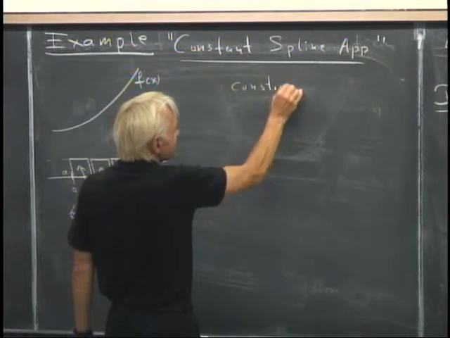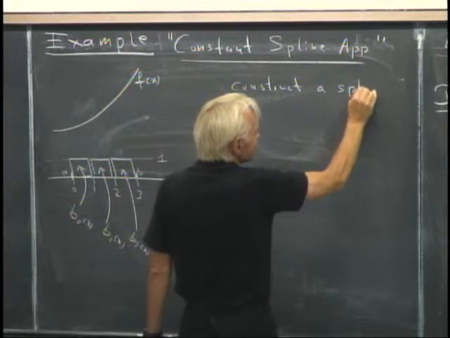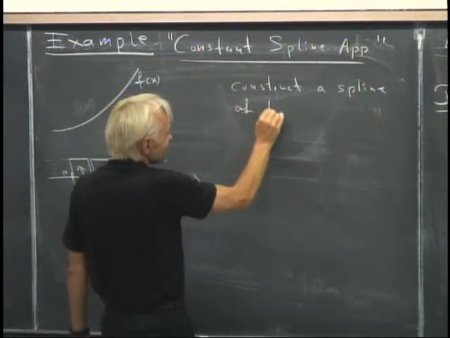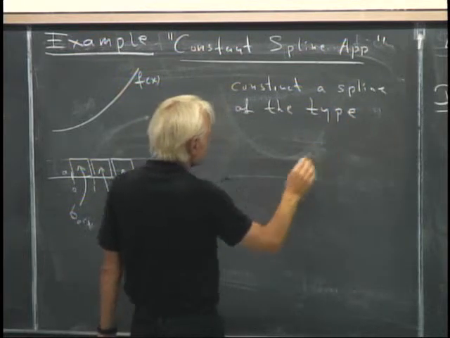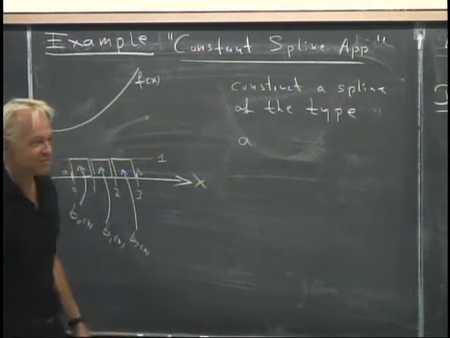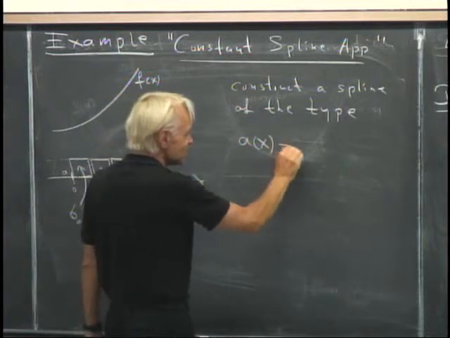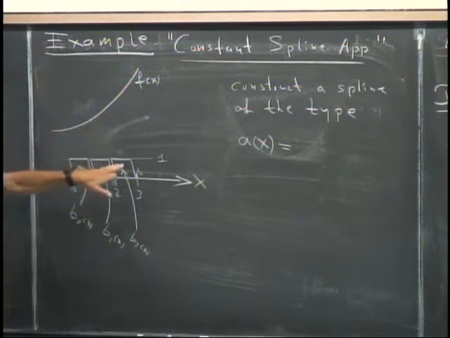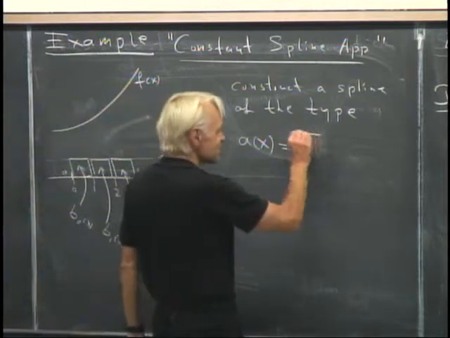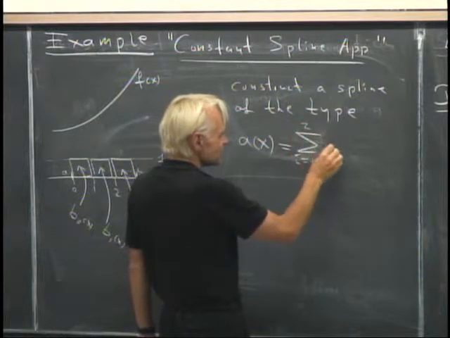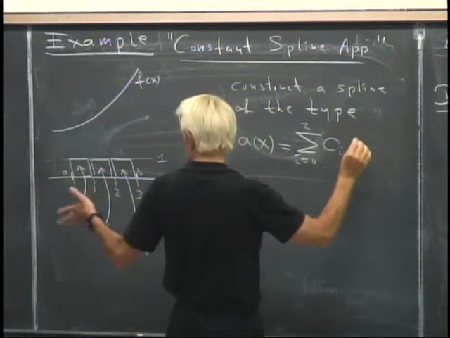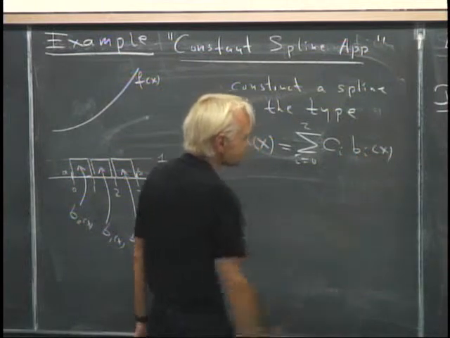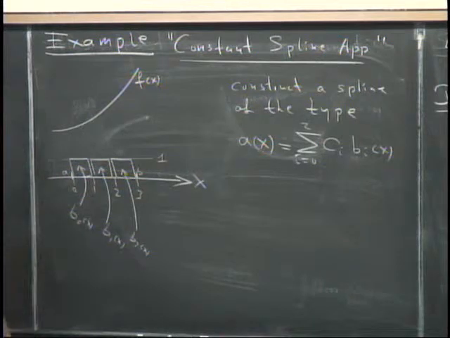We want to construct a constant spline of the type K. This spline is an approximation over the interval from A to B, which will be a linear combination of these basis functions: something times this one plus something times this one plus something times that one. That's what we want to compute. We have three, I from 0 to 2, coefficients Ci times these box functions Bi of x. The picture shows what the box functions are: they are 1 over an interval of length 1, and 0 everywhere else.